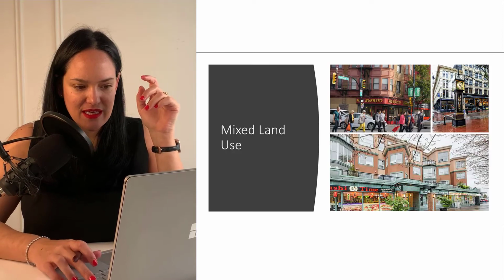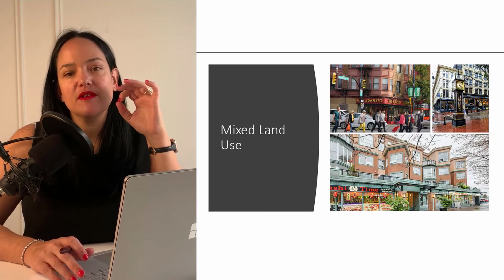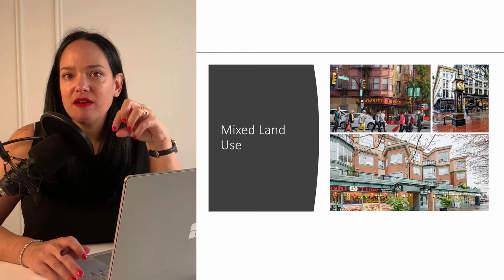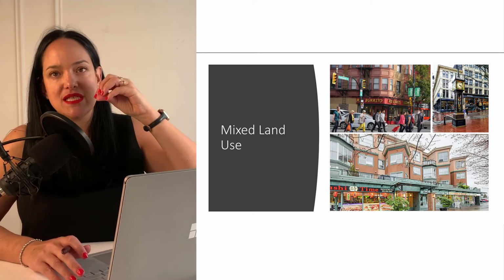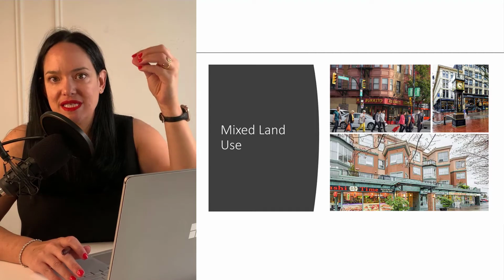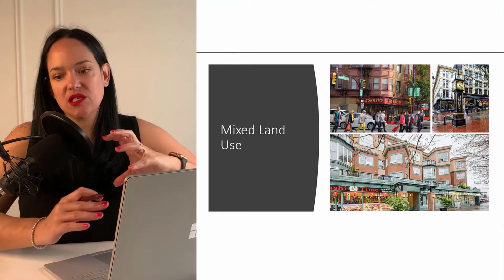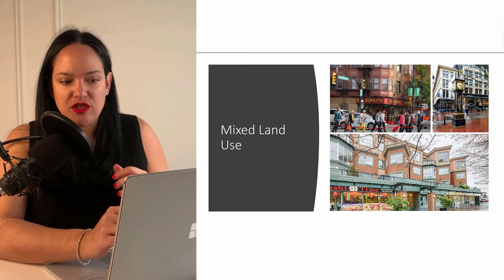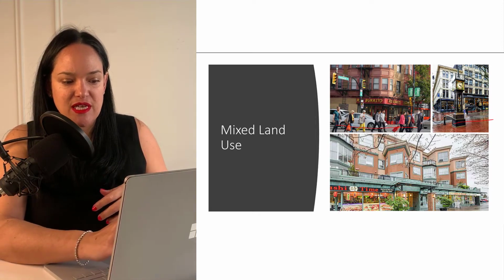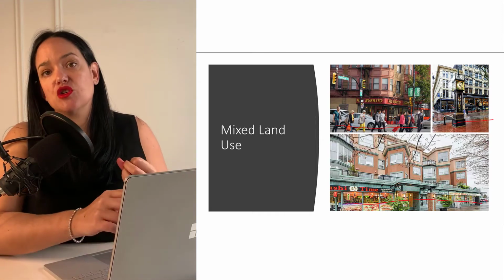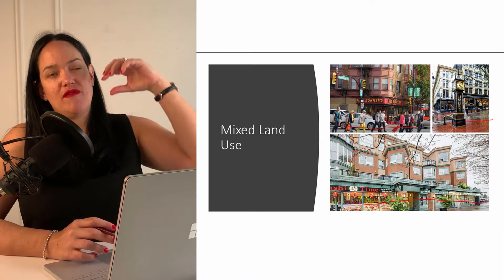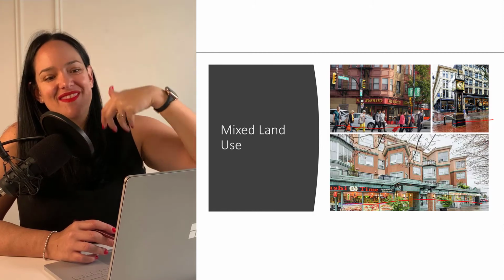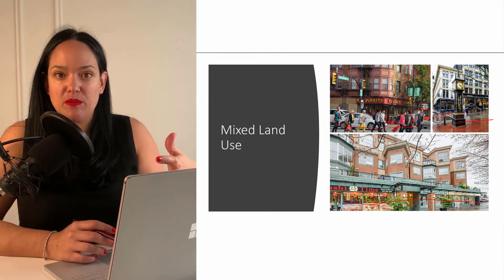I'll come back to this slide in a second, but this is an example of mixed land use. It means creating urban environments, typically we're talking about urban environments, that have both residential and commercial spaces intermixed. So Commercial Drive is a good example of this, Gastown is a good example of this, Lower Lonsdale is a good example of this as well. You often have condos up top and then you have a bunch of different businesses below.